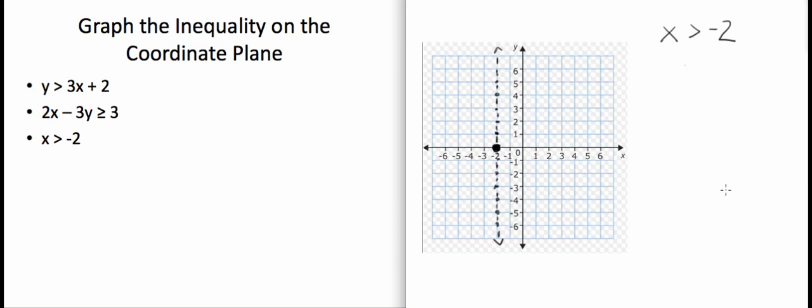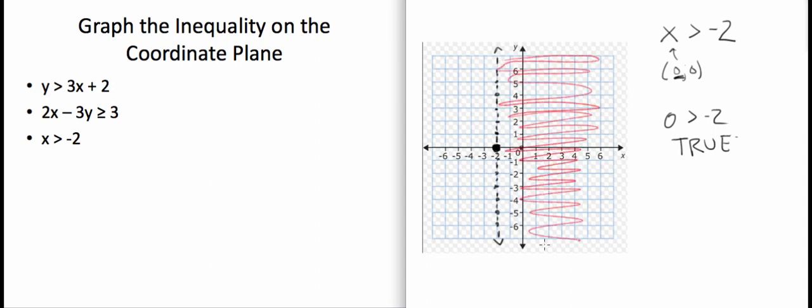So now the only thing we need to do is pick our point, which we like to pick 0, 0, or you can pick 1, 0, or whatever you want. We have the point 0, 0. We only put the x value in, so we say 0 is greater than negative 2. That is a true statement, which means we are going to shade the side that has the point 0, 0. So we shade this side, and that's going to give us our final graph.